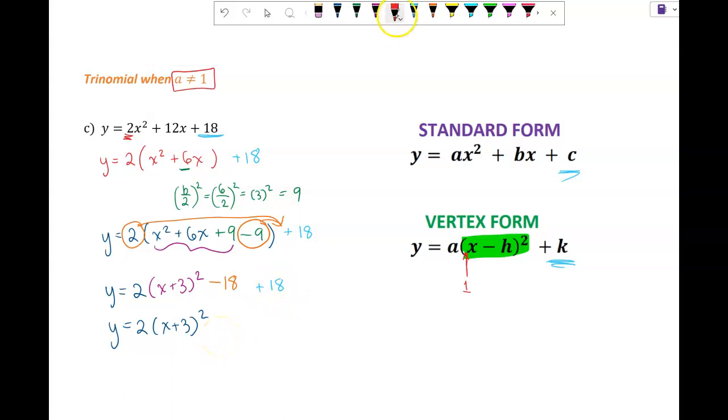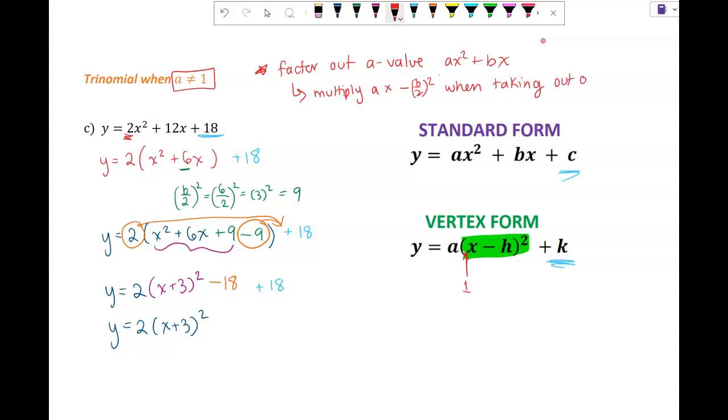But the key factor here is knowing that when we have a trinomial, when the a value is not 1, you must factor the a value out of the ax squared and the bx only. You leave that c because it doesn't get impacted. And then you have to remember to multiply the a value with the minus b over 2 squared, that missing squares amount, when taking it out of the bracket, okay? So those are two key things to remember for this case. All right.